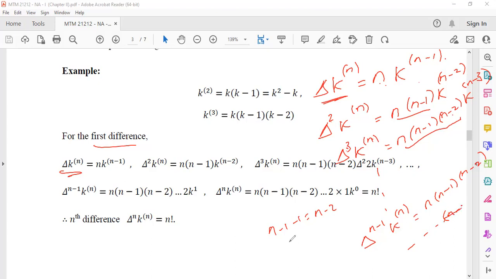Not n minus 2, n minus 1 minus n minus 1. Am I right? Okay, wait. So 3, here 2. N minus 2, this minus 1 less than that. So it means, okay, I'll take the whiteboard. It will be very easy for me to explain. Let me go this way.